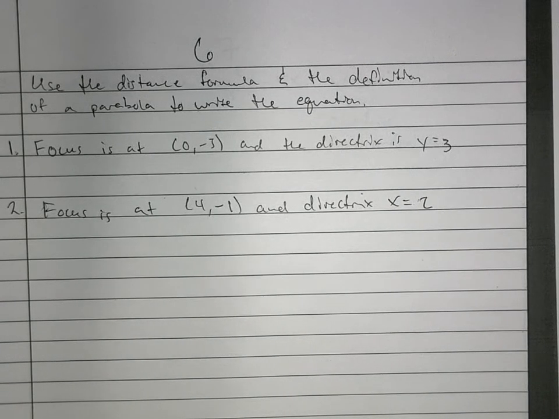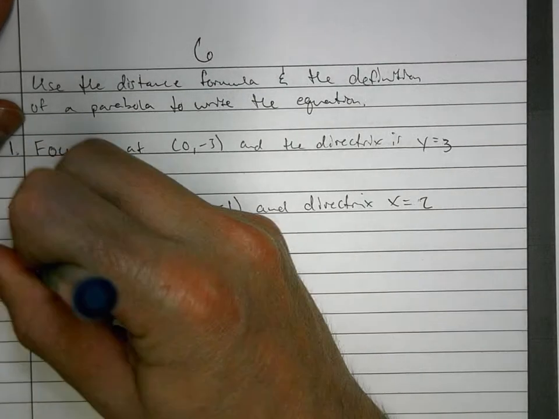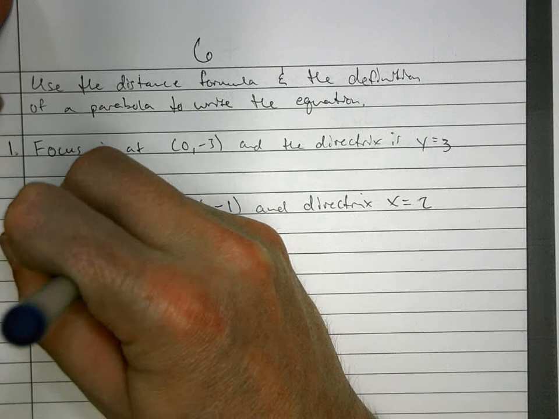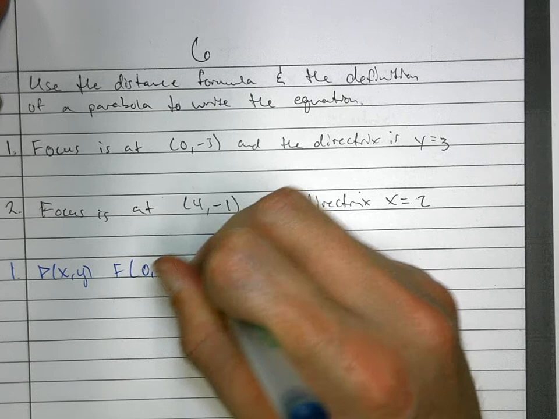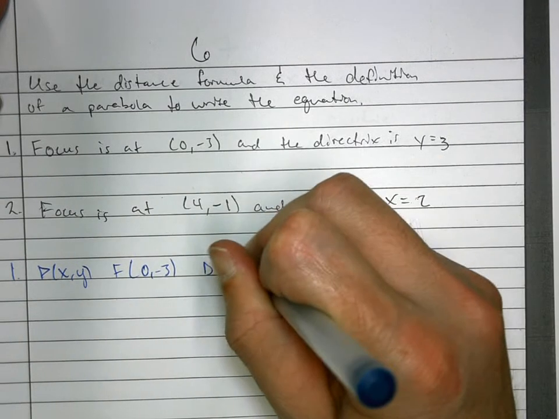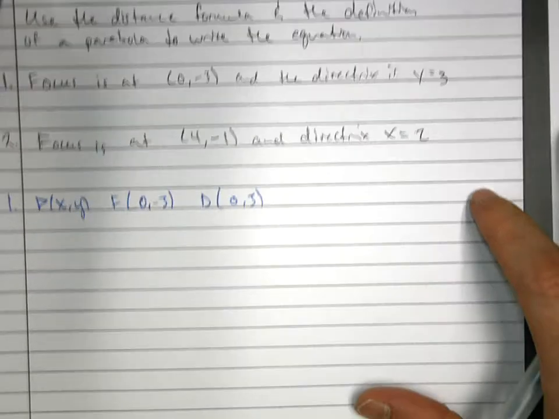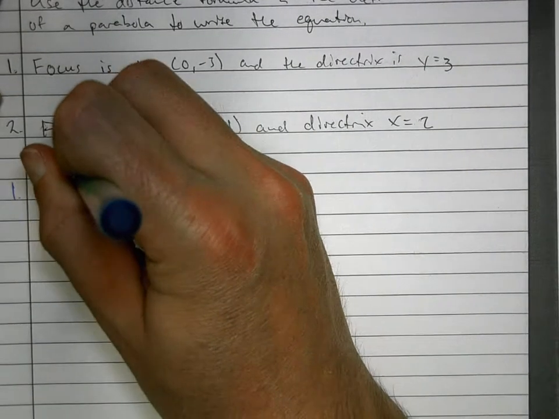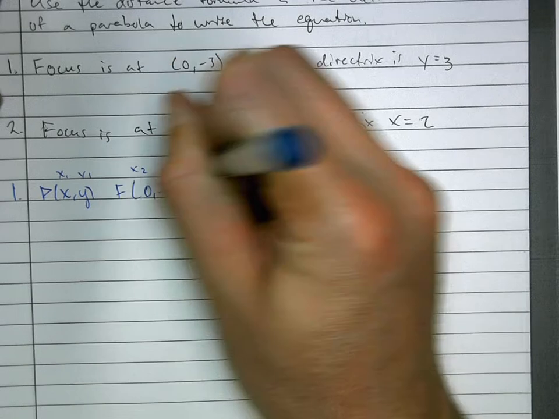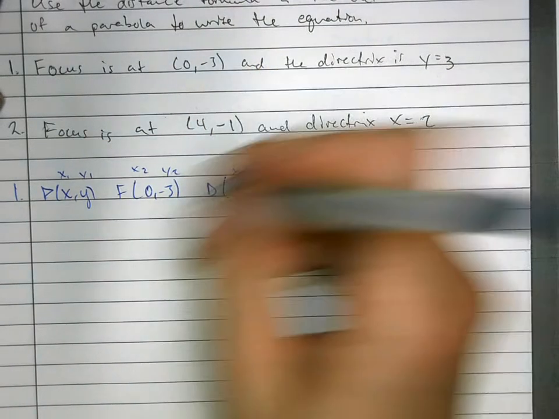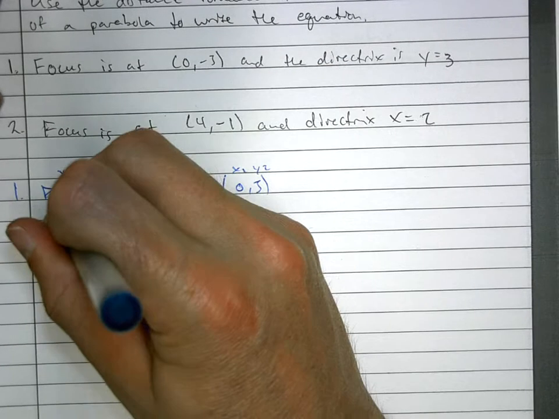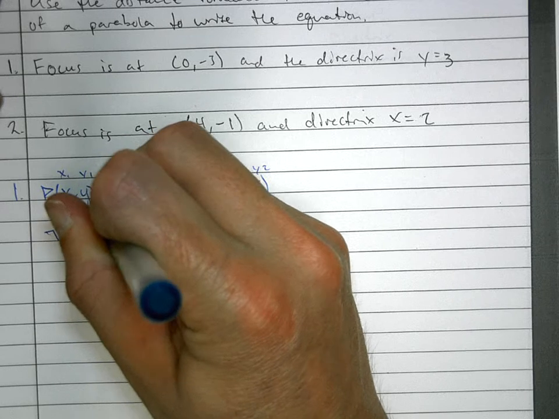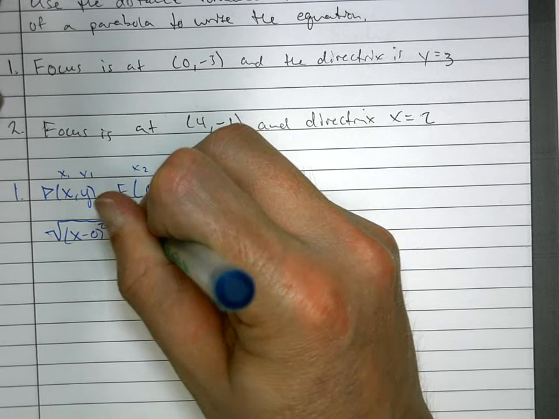Okay, 6. Use the distance formula for each of these. So we're doing 2 of these problems. For number 1, P is (x, y), F is the point (0, -3), and D is the point (0, 3). So we're going to use the distance formula for each of them. It's going to be the square root of (x minus 0) squared plus (y minus a negative 3, which makes it a plus 3) squared.